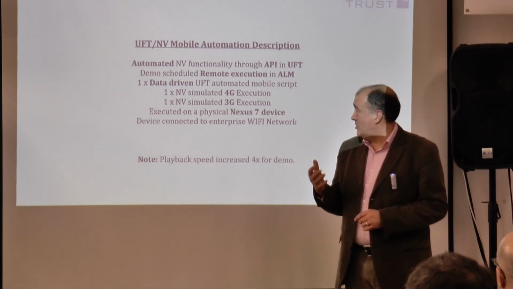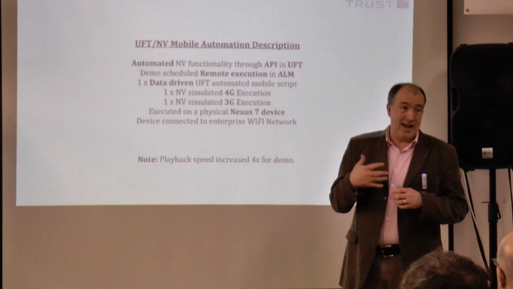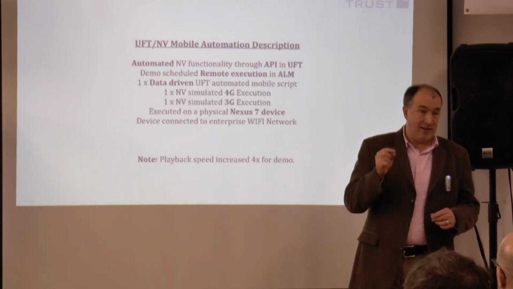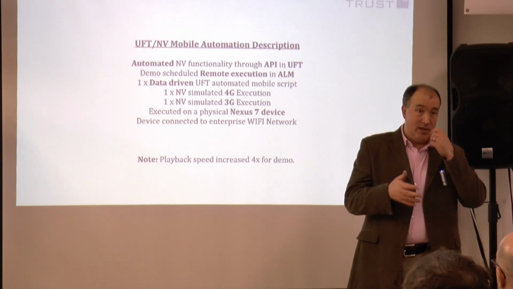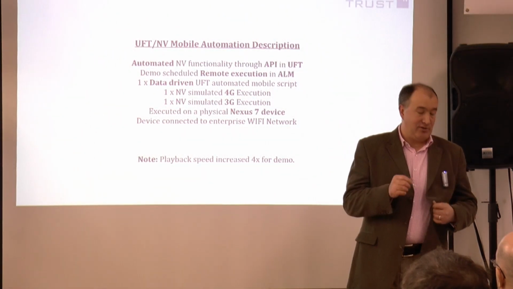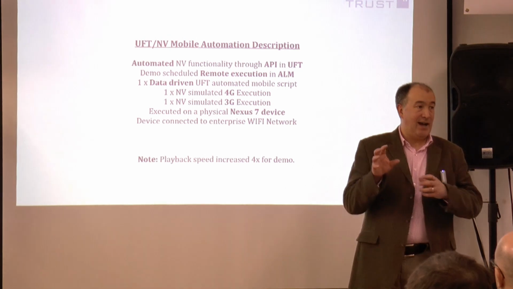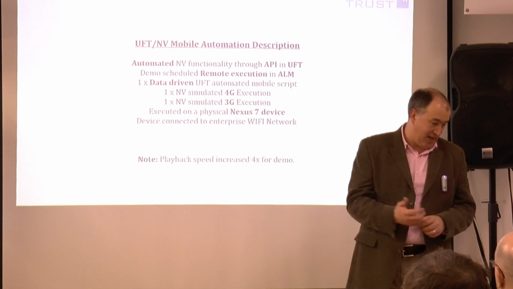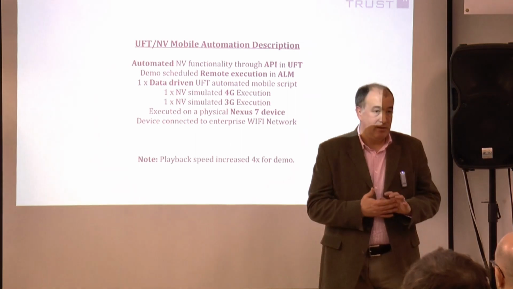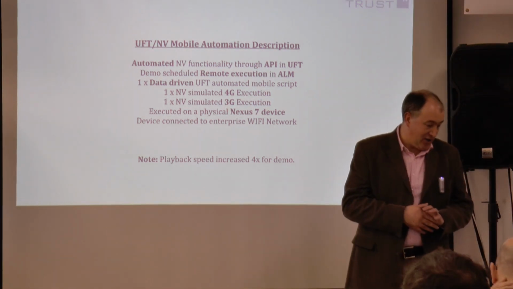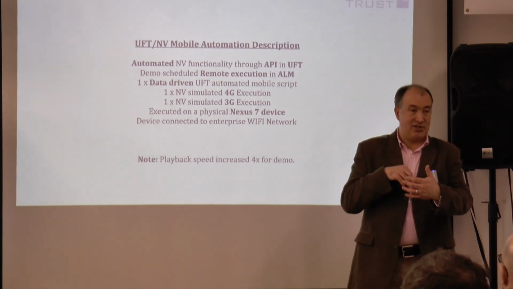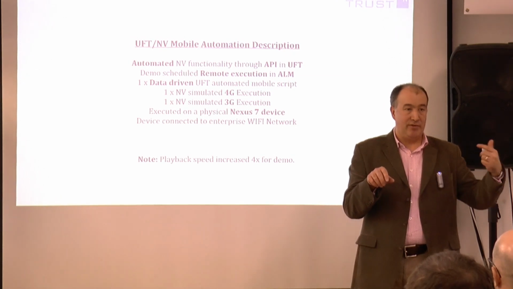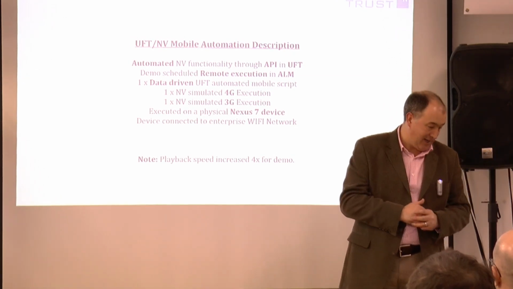What we did to describe our environment, the first example that I'm going to talk through is using UFT, which is HP's functional test tool, and NV with an application called Mobile Center, which allows you to test mobile devices and mimic an actual real mobile device and drive it through a functional test tool. So we automated the functionality of network virtualization through an API as well. So our test tool, as well as starting the test, also labeled the transactions in network virtualization. You'll see a little bit more about that later.